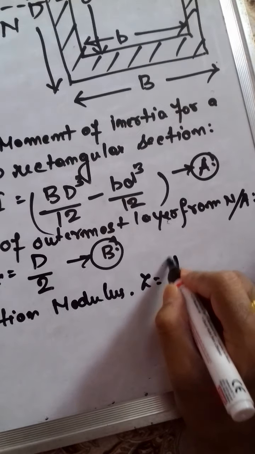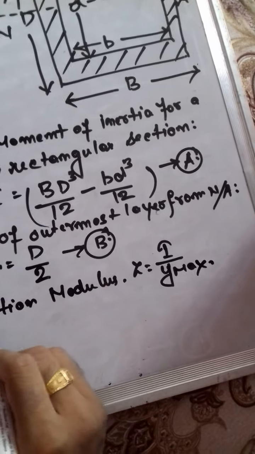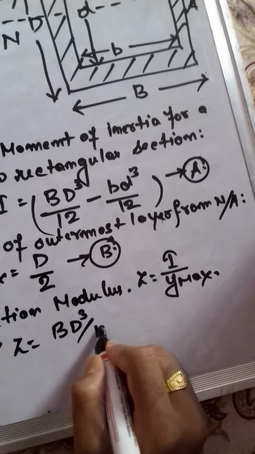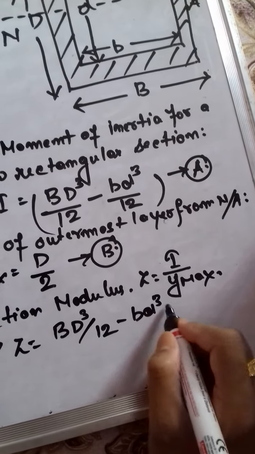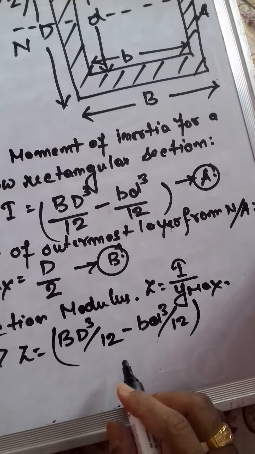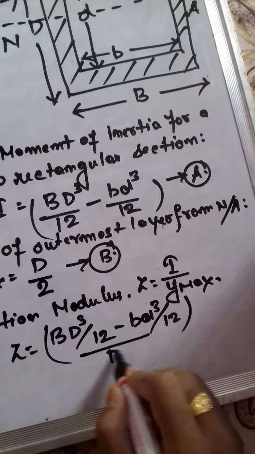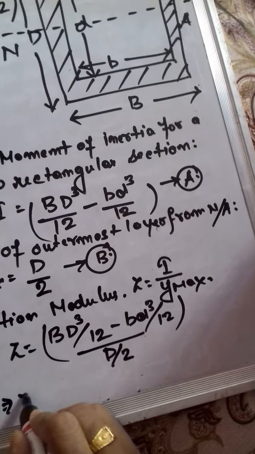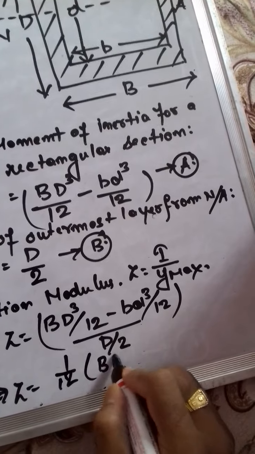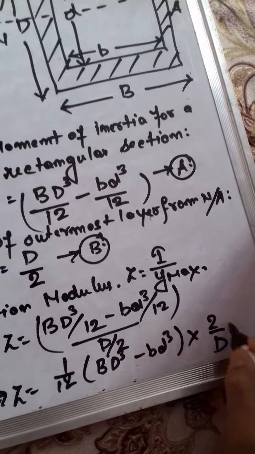The formula is I divided by y maximum. So basically you need to divide A by B. So Z will be equal to (BD cube by 12 minus bd cube by 12) divided by y maximum, which is D by 2, right? Y maximum is D by 2. So what you can get, just take 1 by 12 common, so it is equal to (BD cube minus bd cube) into 2 by D.